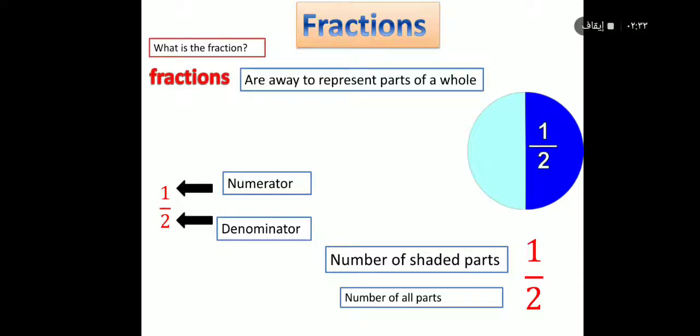If I have a circle and I divided it into two equal parts, then I shaded one part of them. The fraction will be 1 over 2 or half. 1 is the number of shaded parts and 2 is the number of all parts. And 1 is called numerator, 2 is called denominator.